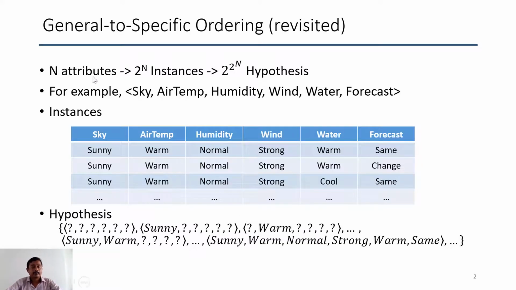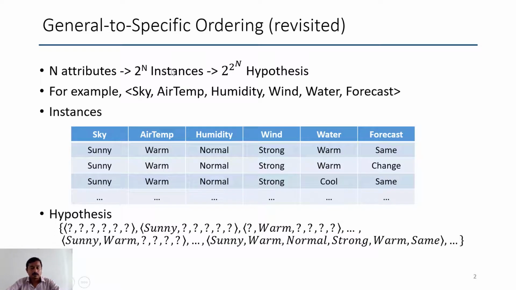As seen in the previous lecture, if we have n attributes and every attribute has two values, then 2 to the power n instances are possible. And what do you mean by instance? An instance is a training example, right? So out of n attributes, 2 to the power n instances are possible, and from these 2 to the power n instances, 2 to the power n hypotheses are possible, which is the power set of the instances.